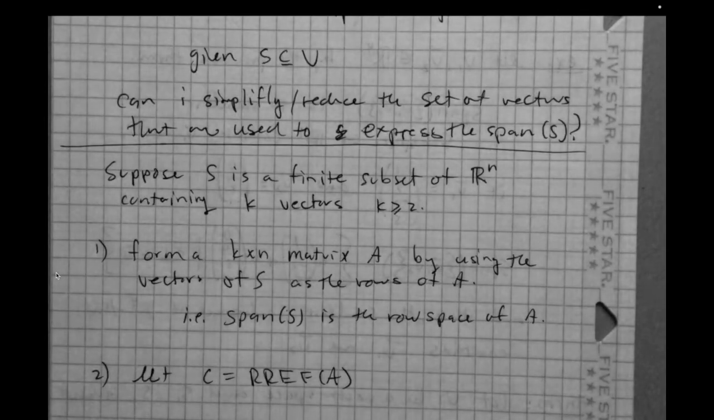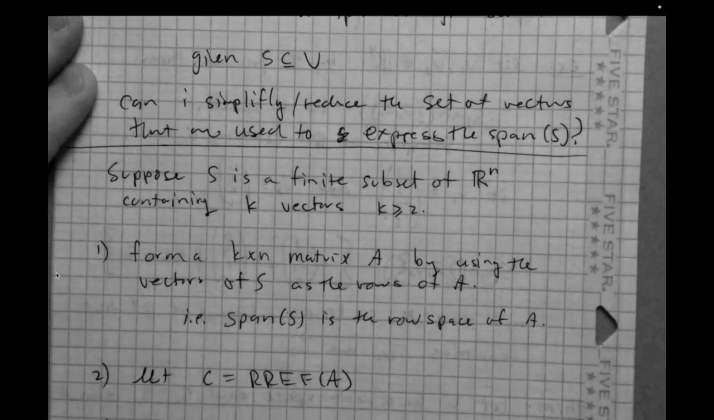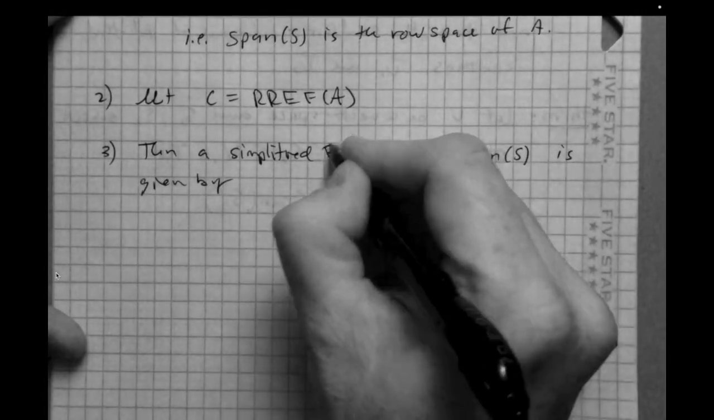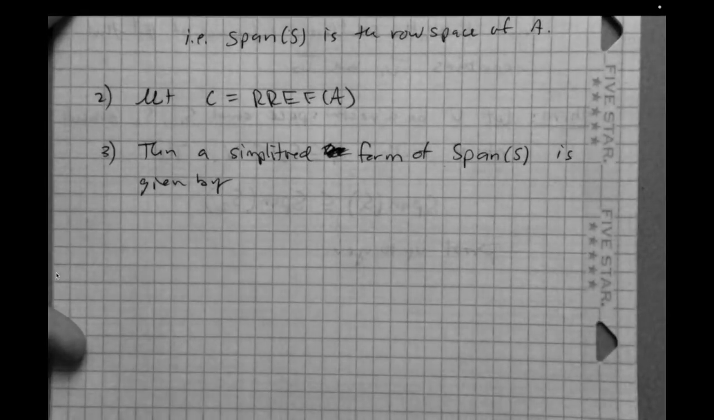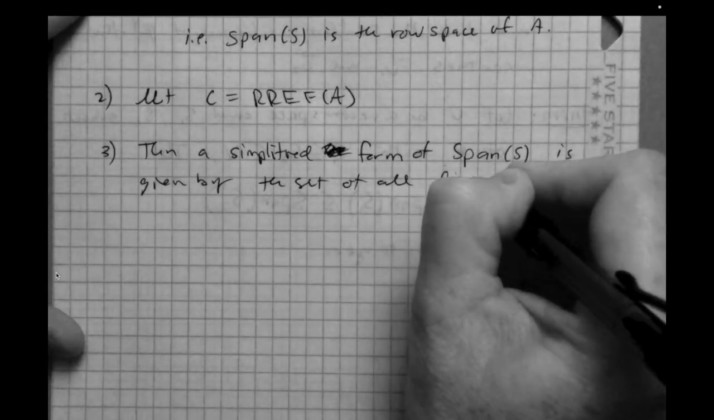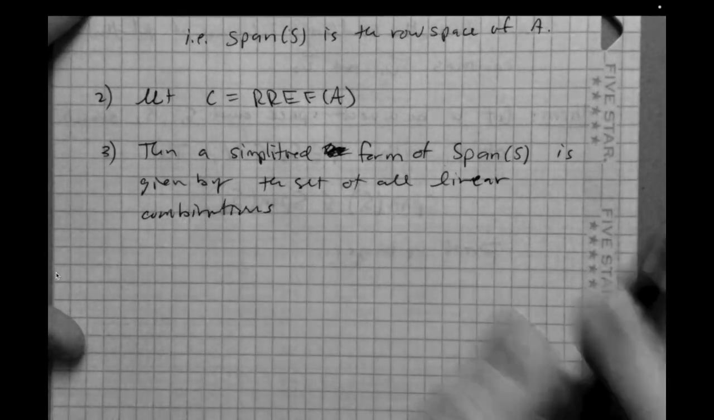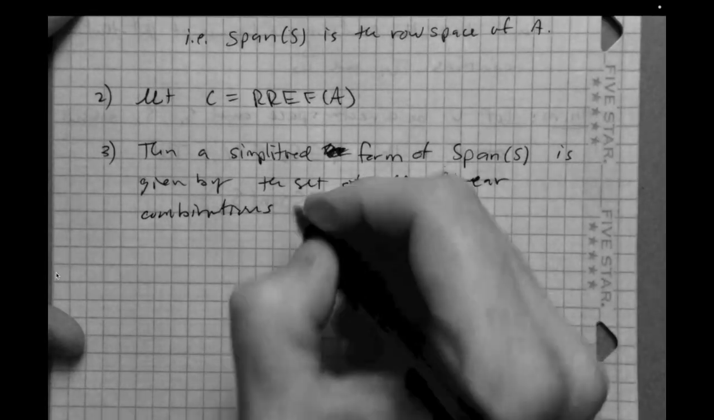Finally, a simplified form of the span of S is given by the set of all linear combinations of the non-zero rows of C.